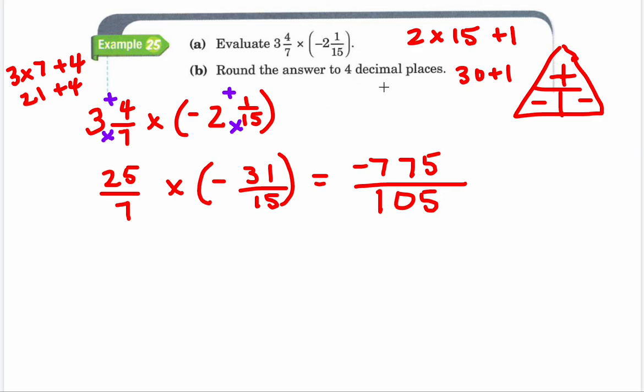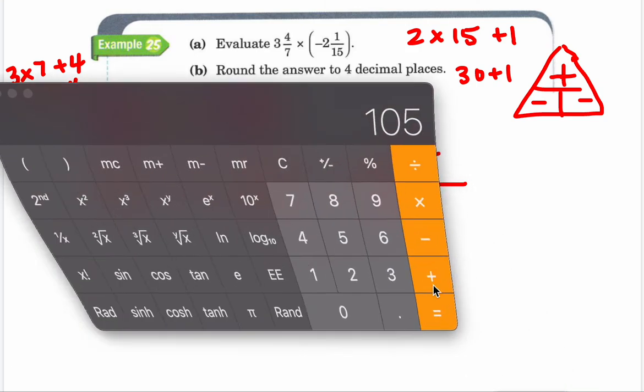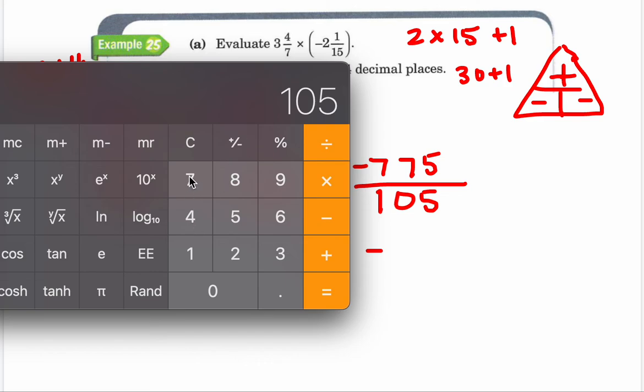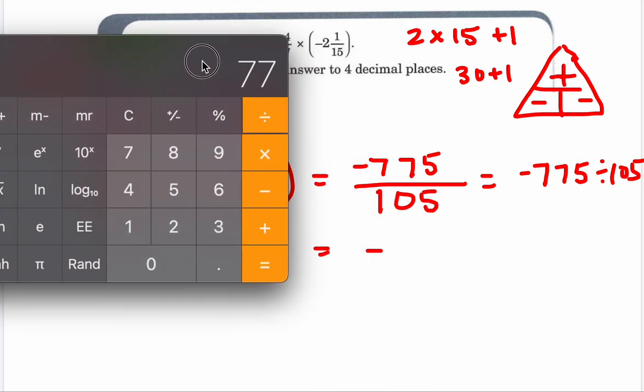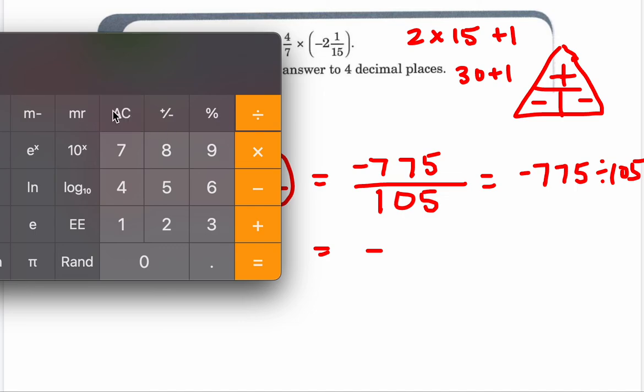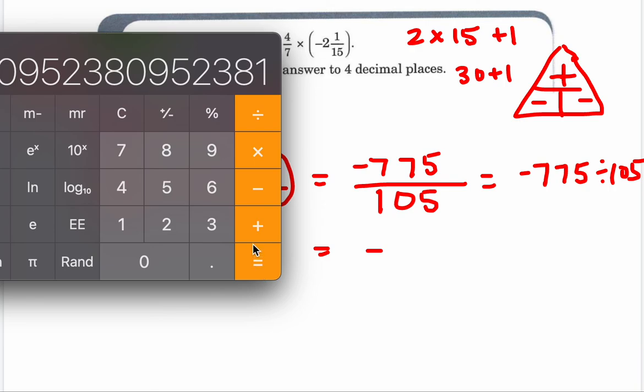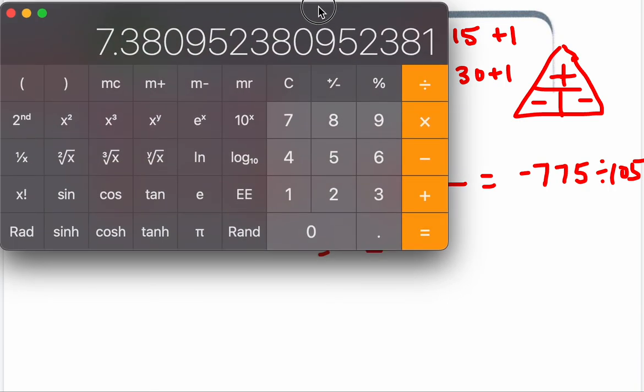We have to change it into a decimal. I could change it into a mixed number, but then I have to change it into a decimal anyway, so I'm going to go ahead and just put that into my calculator. It's a negative answer, so let me make sure I put that there so I don't forget it. I take my numerator, 775, and divide it by 105 in my calculator, because it's numerator divided by denominator. 775 divided by 105, I get this big number.